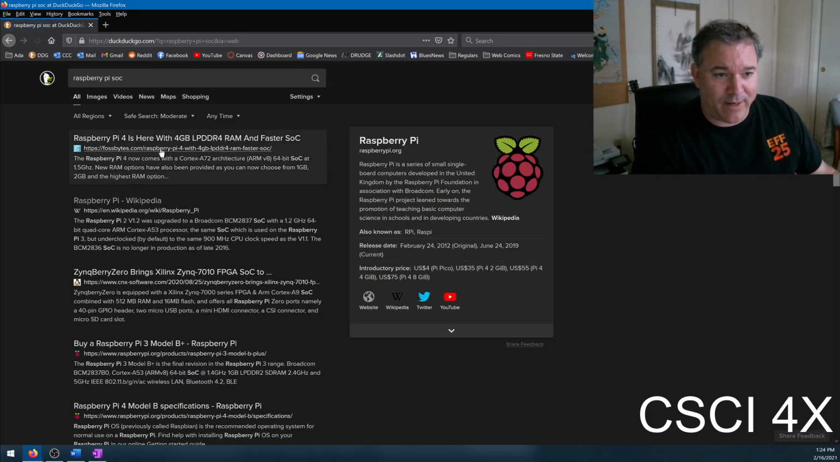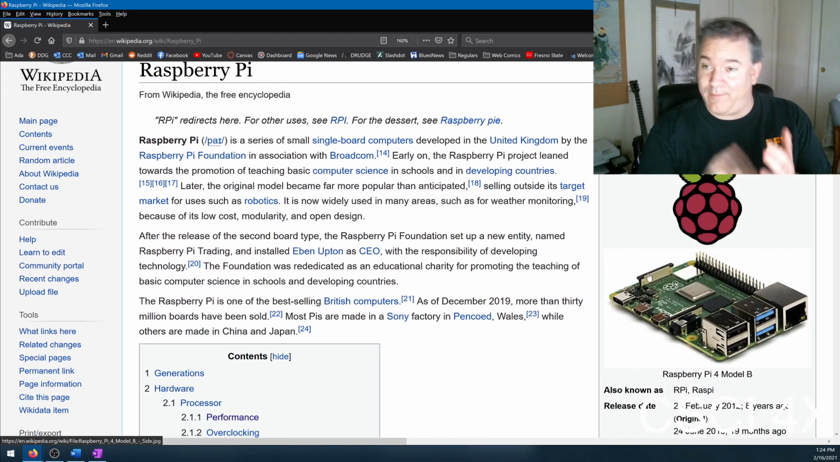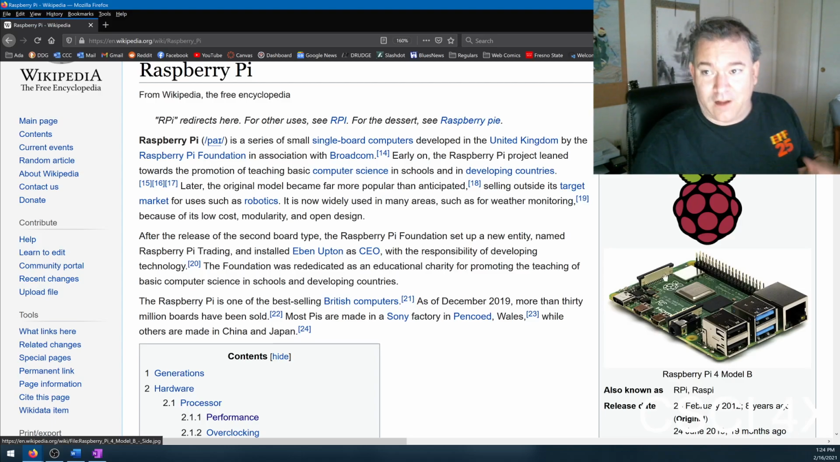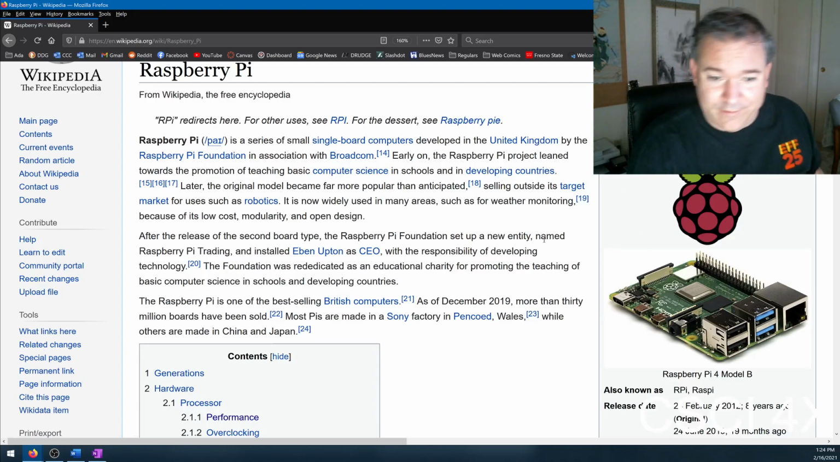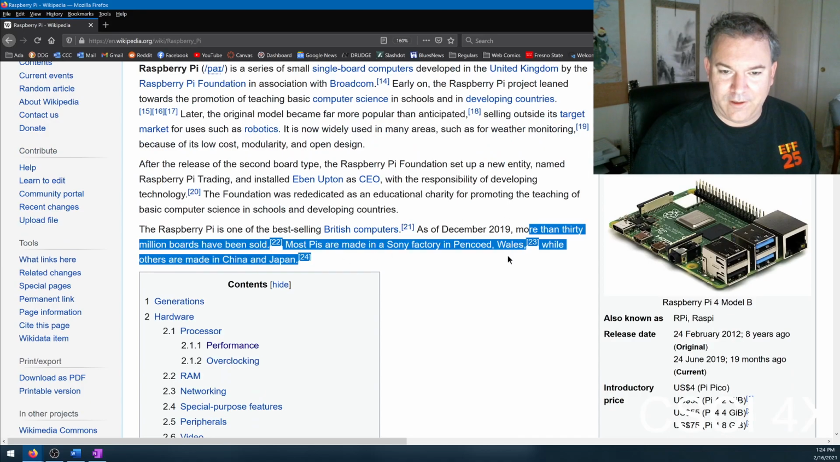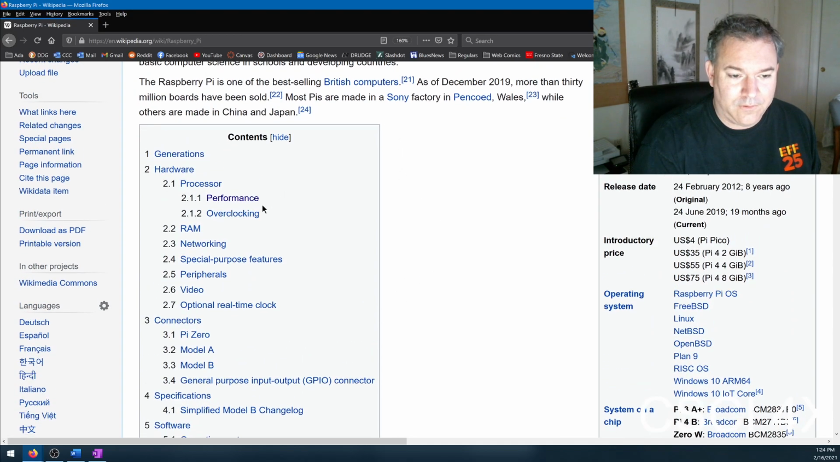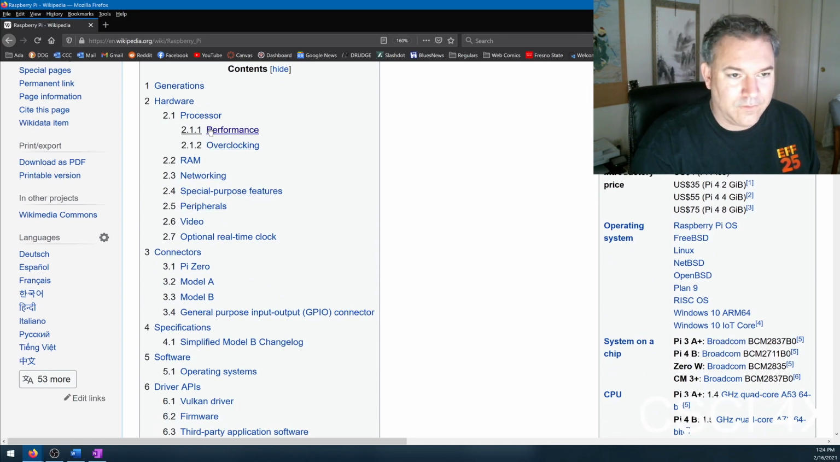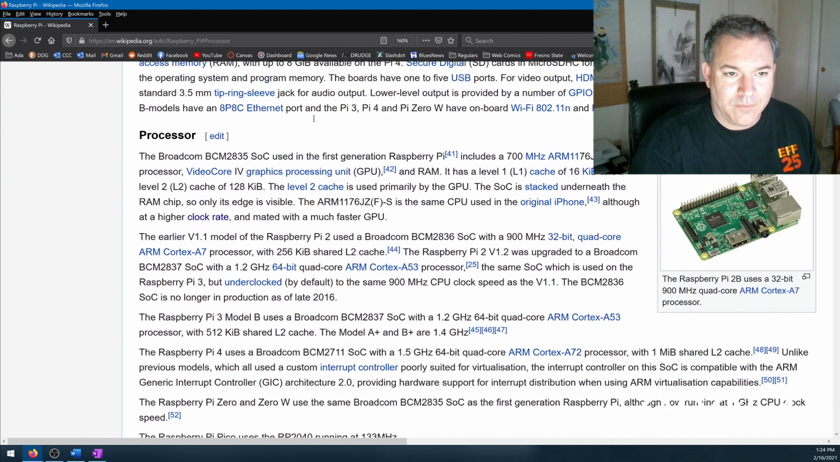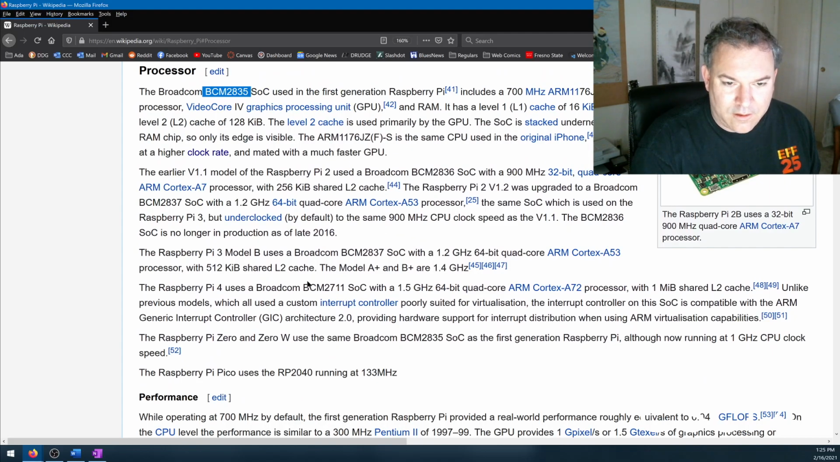And so the Raspberry Pi has a complete system on a chip, which means it's got RAM and the CPU and other things all integrated into one tiny, tiny little chip. It's one of the best-selling British computers, more than 30 million. Processor: Broadcom. That's the old one, the 2835. This one, BCM 2711.